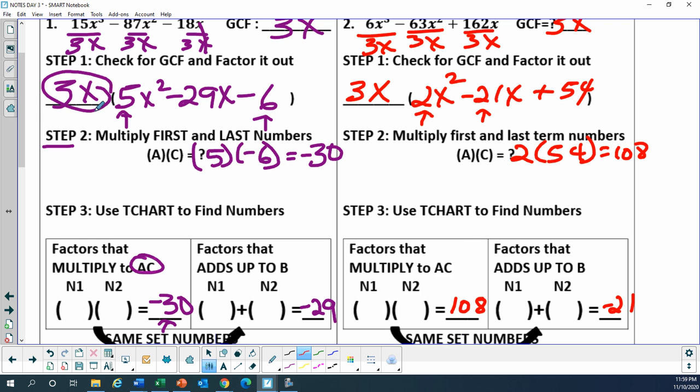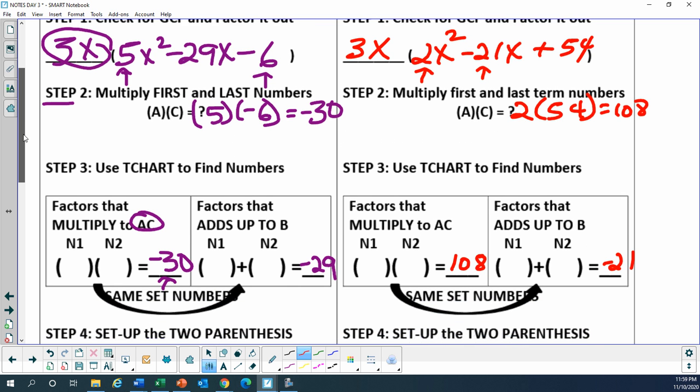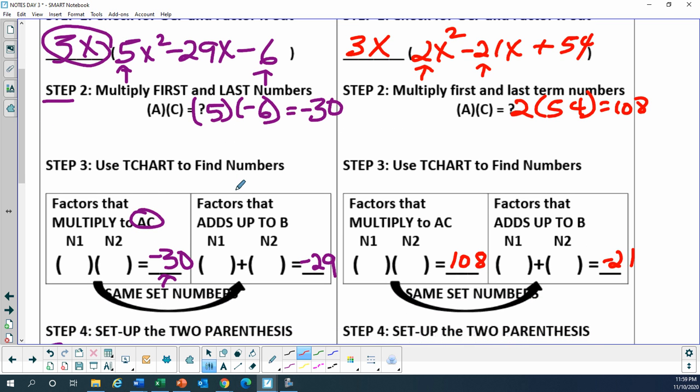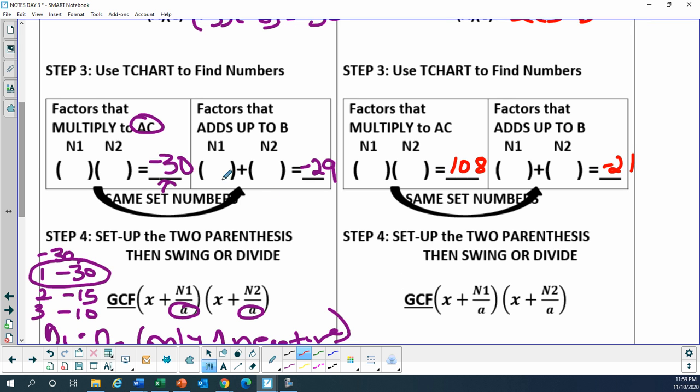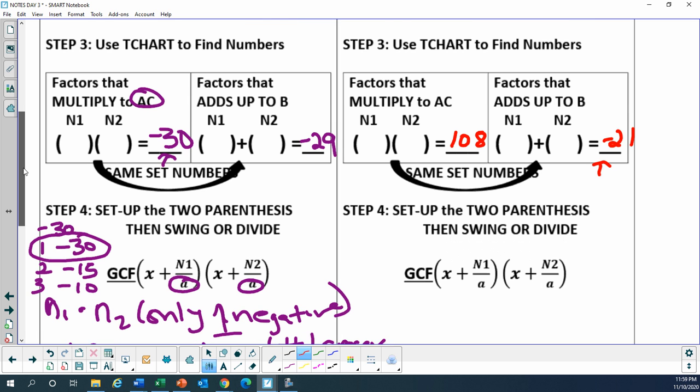So this is interesting, right? When I multiply, I need to get positive. When I add, it needs to give me negative 21. So in order for two numbers to multiply to a positive, they both need to either be positive or negative, right? So they're both going to be negative because when I add them, I need to get a negative number. So the two numbers are going to be negative numbers.